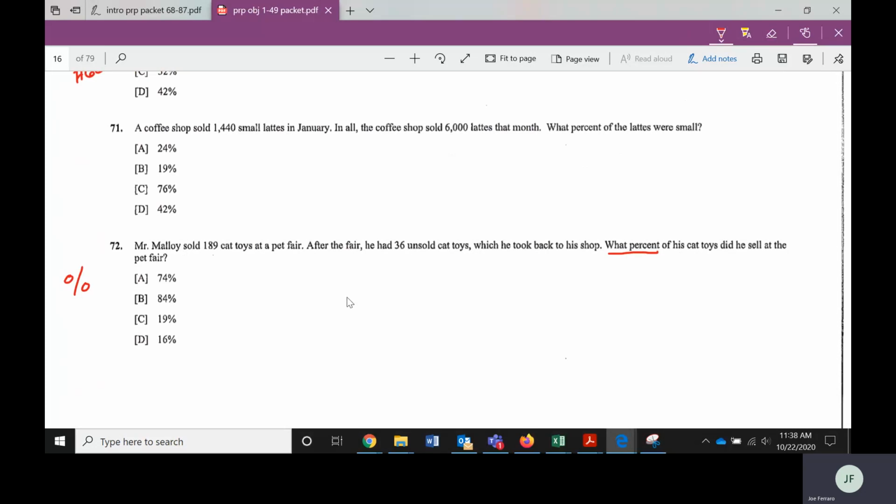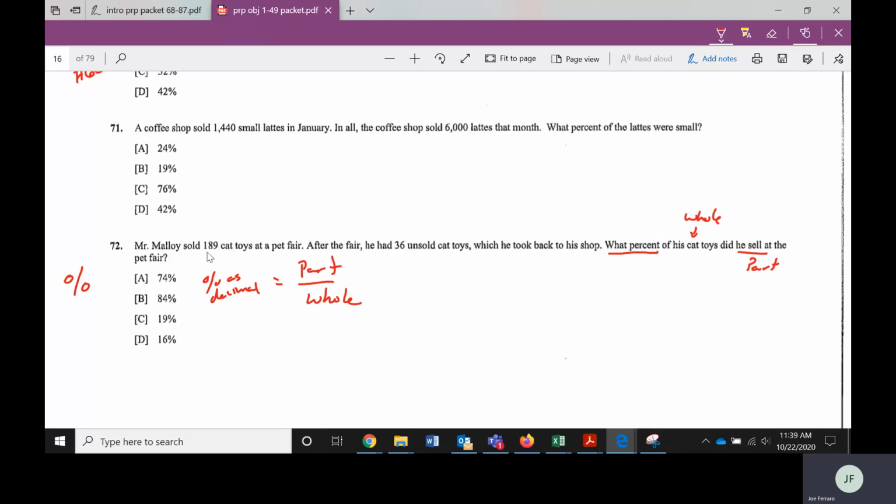Then it says, what percent of his cat toys. So after the word of, his cat toys, that's the whole. Did he sell? So what he sold is the part. Okay, so now we've got to look at these numbers and see what we can fit in here, because we're looking for percent. And if we use the percent equation, we'll find it as a decimal first, and it's going to equal the part divided by the whole.